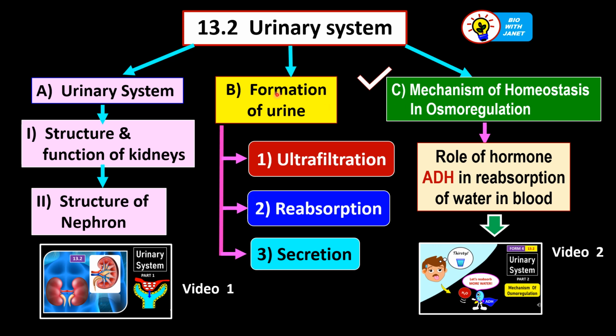Now, in the previous video, part 1, we have already discussed the urinary system, that is the structure of the kidneys and the nephron. So we have discussed the formation of urine. This is a very important part of the video. How is urine formed? Through the three processes of ultrafiltration, reabsorption, and secretion.